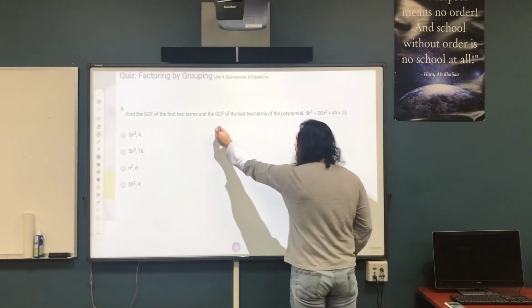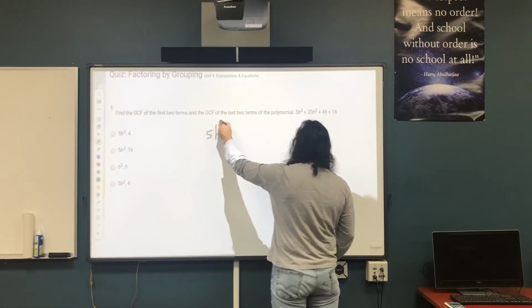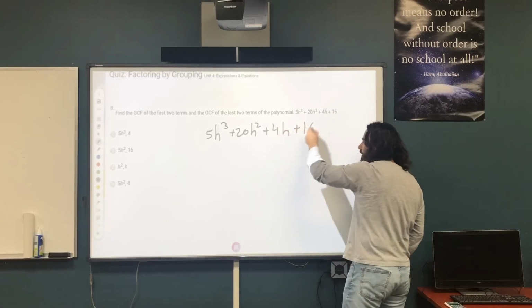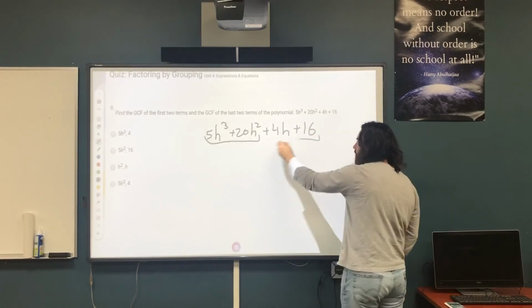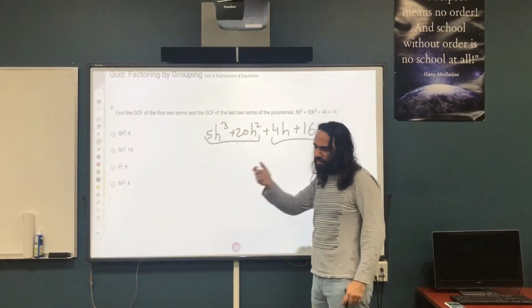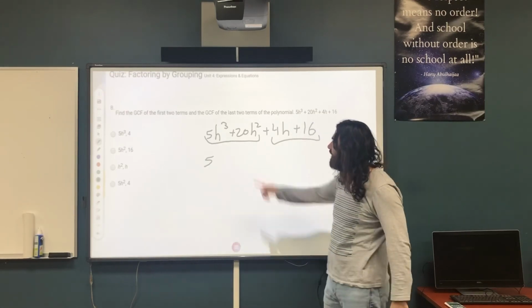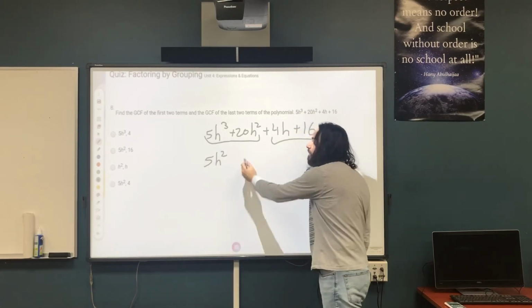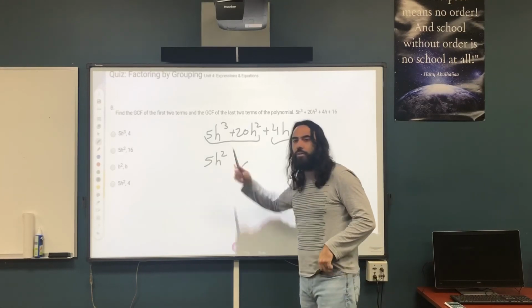So we have 5h cubed plus 20h squared plus 4h plus 16. So for the first two terms, right? And the last two terms. So, of course, between the 5 and the 20, the GCF is 5, because 5 divided by 5 and 20 divided by 5. Between the h cubed and h squared, it's going to be the h squared. That's the GCF for the first one. Remember, we always use the variable with the lowest exponent.